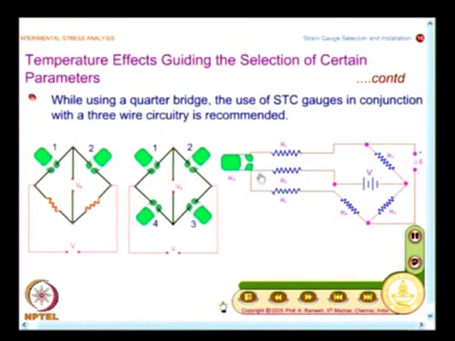Instead of using a 2-wire circuit, use a 3-wire circuit. We have seen the benefits of this. Even while you use the 3-wire circuit, go in for an STC gauge suitable for the base material. You should not mix up the STC gauges. A gauge meant for aluminum should not be pasted on steel. You should select the STC gauge meant for aluminum separately and the one for steel separately, and use them carefully.